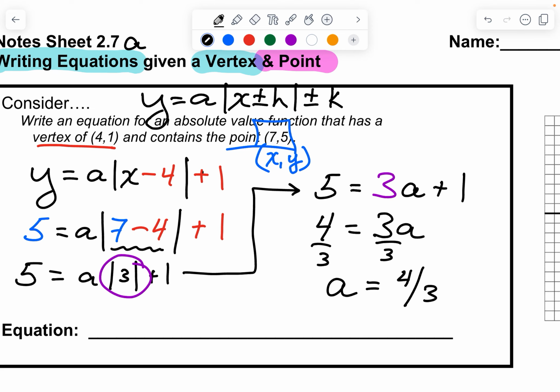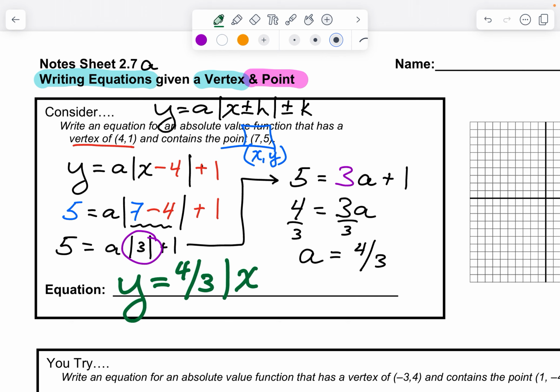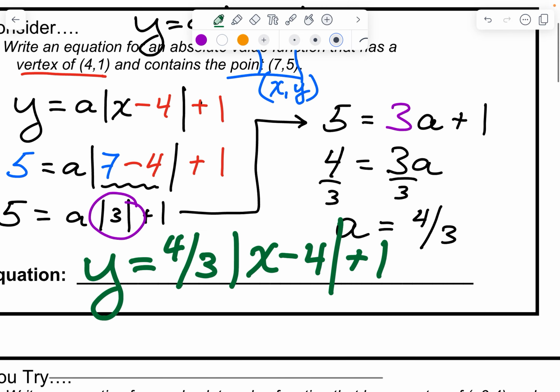Now, why is that so special? Well, that becomes the last part of this equation that I was looking for. That's right, I was looking for the a value. And so now I can record my full equation. I can record my final answer as y equals 4/3, the absolute value of x, and look, it's still minus 4, and it's still plus 1. I still need the vertex in there for my final answer. Notice I did not plug in 7 and 5 again. That would be kind of strange, putting those numbers in for x and y. I need to have the x and the y as part of the final equation.